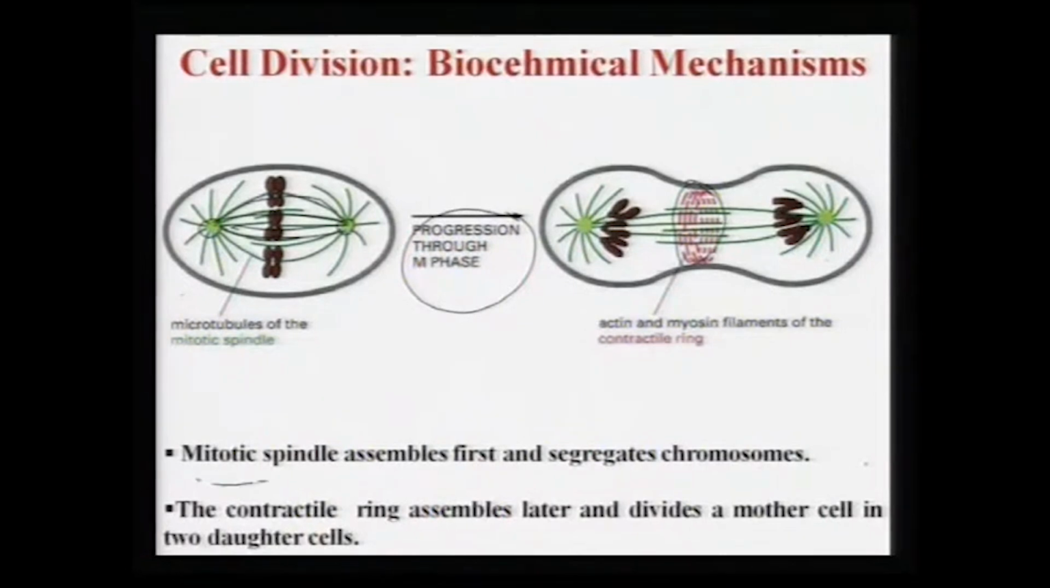Now, the mitotic spindle essentially assembles first and segregates the chromosomes, and the contractile ring assembles later and divides the mother cell into two daughter cells. So, from one parent cell you are producing two daughter cells, and what you see here is that this contractile ring is producing one daughter cell here, and here is another daughter cell.